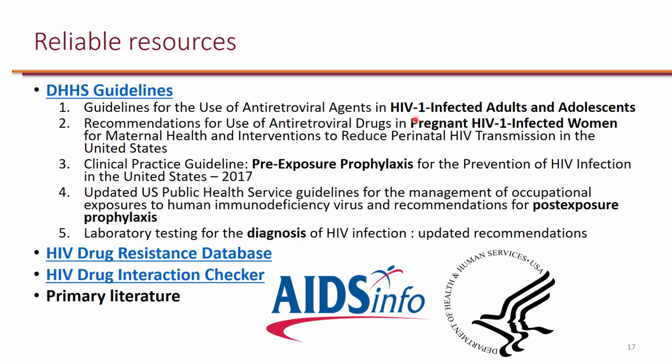So they have several guidelines. They have one for use of antiretroviral agents in HIV-1 infected adults and adolescents. They have one for pregnancy. They also have a couple on pediatrics. The focus of this presentation is on adults with HIV. They also have a guideline for pre-exposure prophylaxis and a couple on post-exposure prophylaxis, along with CDC guidelines for diagnosis of HIV.